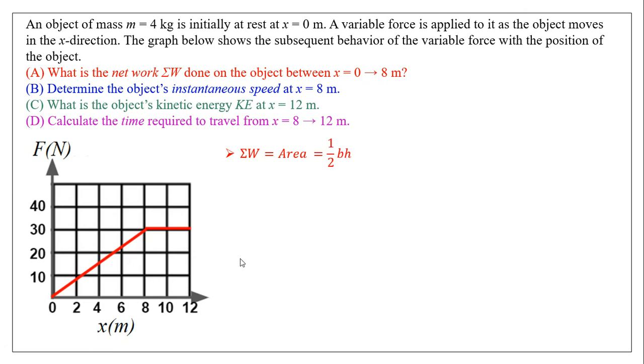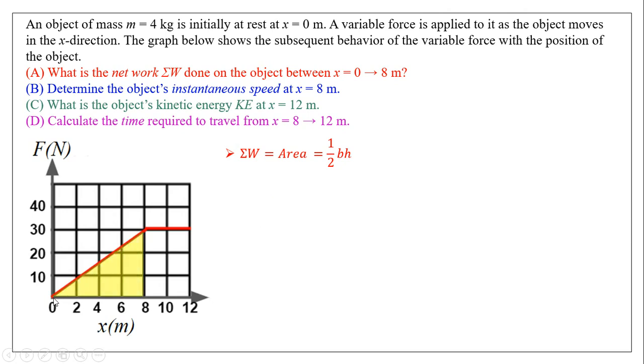Part A is pretty easy. To find the net work from 0 to 8, all I have to do is find the area. So watch my cursor from 0 to 8. That is a triangle, a right triangle. So all I have to do is find the area of the right triangle, which is 1 half times base times height. Here's the shaded area.